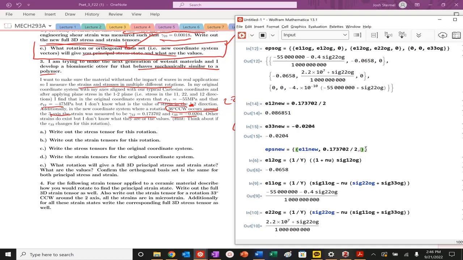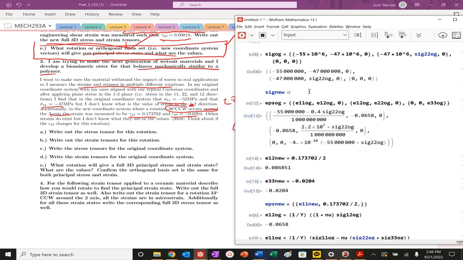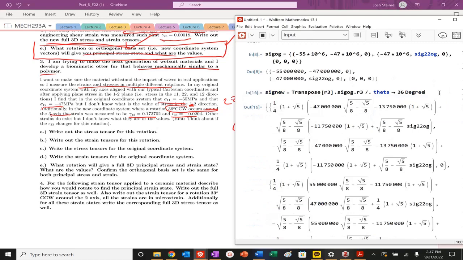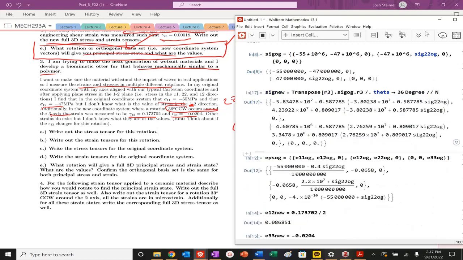Excellent. So before we can decide whether there is a strain in the 1-3, we need to rotate that stress tensor to see if there is a stress in the 1-3. So transpose here, theta goes to 36 degrees, and we'll make that 36 degrees positive because it's counterclockwise.